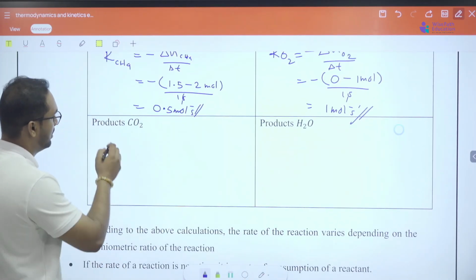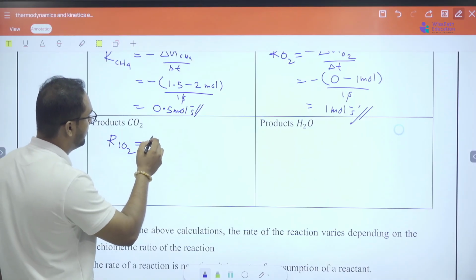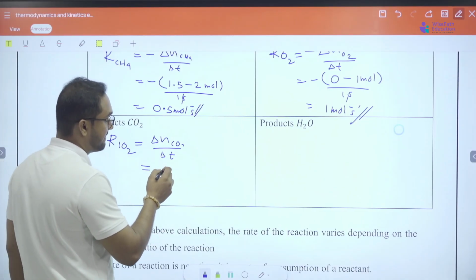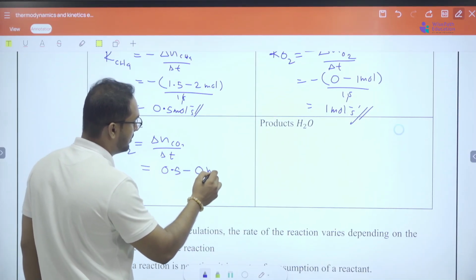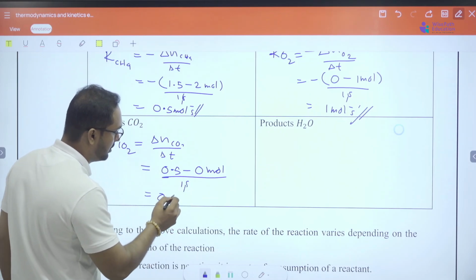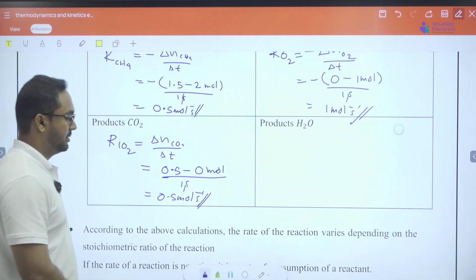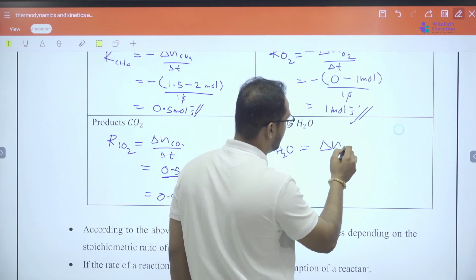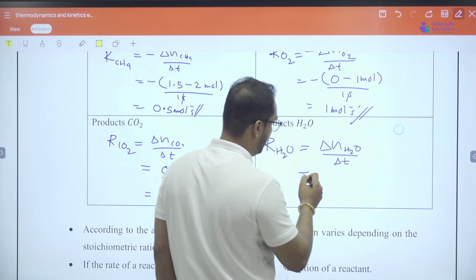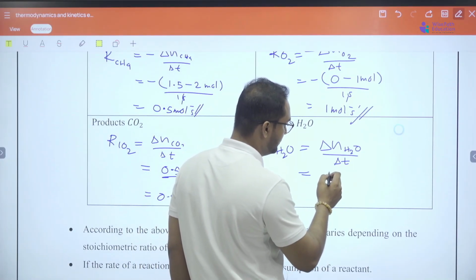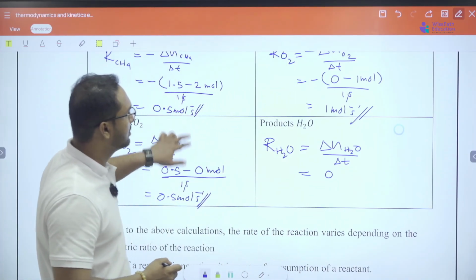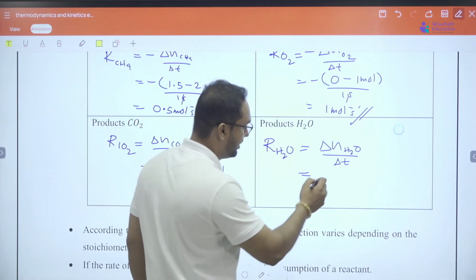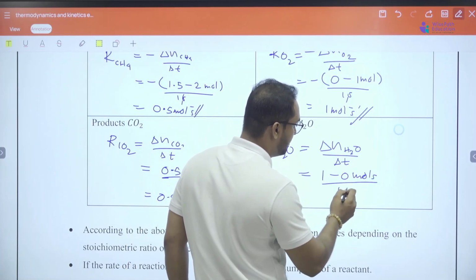And products. RCO2 equals delta N CO2 divided by delta T. What is the final? 0.5 minus 0, divided by 1 second, that is 0.5 mole per second, right? Yes, nice. And this one? Rate of formation of H2O equals delta N H2O divided by delta T. Tell me the final and initial values. Is it 0? Is it the product? No. 1 minus 0 moles divided by time, 1 second.